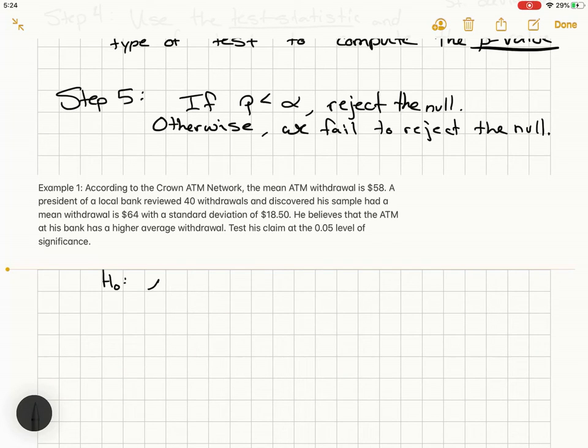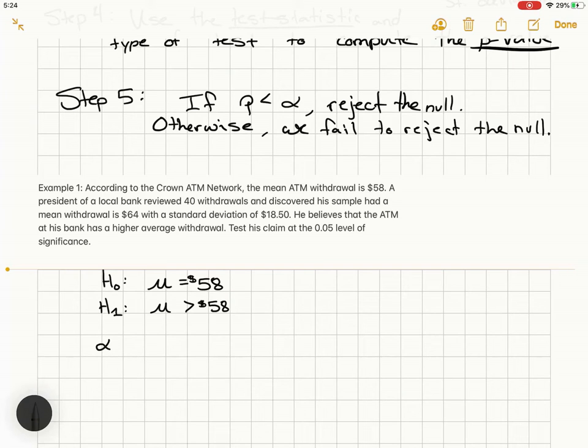Step 1, we're going to write our null: mu equals $58, or our alternate: mu is greater than $58. So what we're saying here is, his sample indicates that it's more than 58. Just because he has 64 in his sample doesn't mean he believes all of the time his overall average is 64. There's some wiggle room. Now our test is to determine the significance of his sample, and that's what the p-value will do.